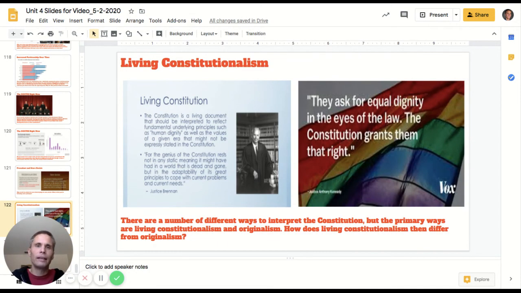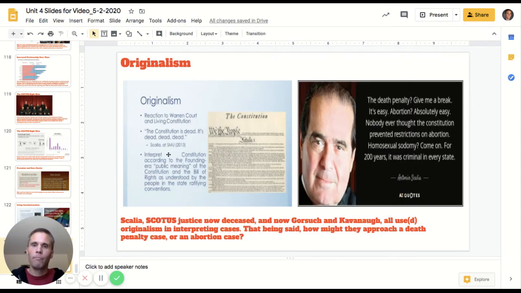Now, don't go thinking that living constitutionalism is something that you're always going to get behind, or that it's some liberal view. The reason why I say that is that's also what allowed the case of Bush v. Gore that stopped the recount within Florida, and it also ultimately led to the decision of Citizens United that allowed unlimited expenditures from corporations during elections. But there's also originalism. So let's take a look at that.